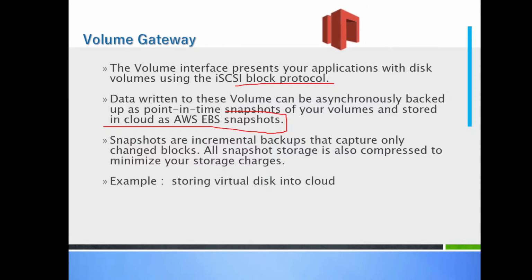So snapshots are incremental backups that capture only the changes. All the snapshots are stored in a compressed format to minimize the storage. So you can assume it is storing a virtual disk in the cloud.